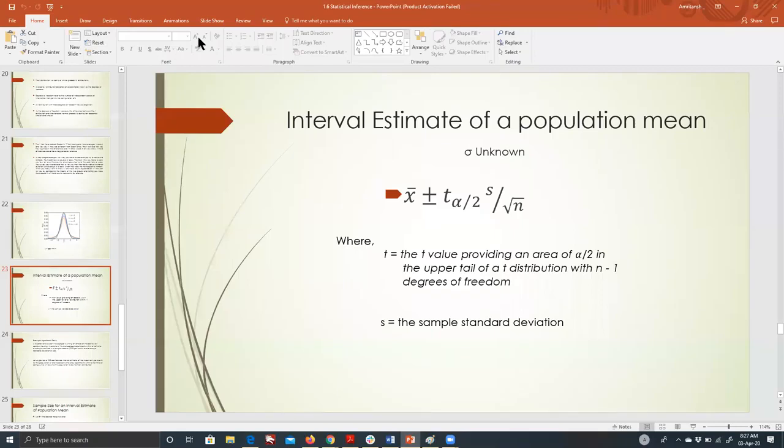Okay, so this is the mean, mu. This is the t-score, which I will tell you how to calculate. S is the sample standard deviation. N is the sample number or sample size. Clear? Yes, now it's clear. Thank you.